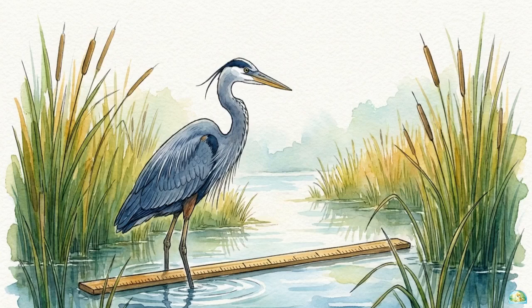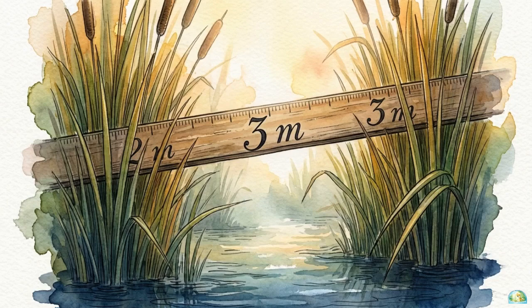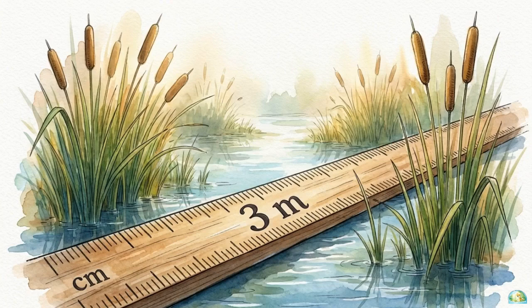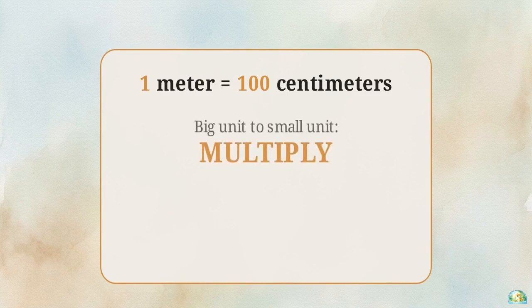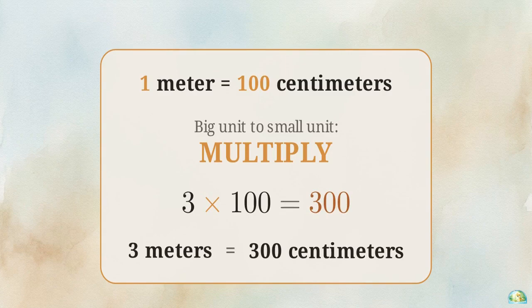Let's see this in practice. Wren starts by surveying a broad section of the shallows. She measures a gap in the reeds that is 3 meters wide. For the survey log, she documents that exact same span in finer detail using centimeters. The base relationship is 1 meter equals 100 centimeters. Moving from a big unit to a small unit, we multiply. We multiply 3 meters by 100, giving 300. 3 meters equals 300 centimeters. Both describe the identical span.